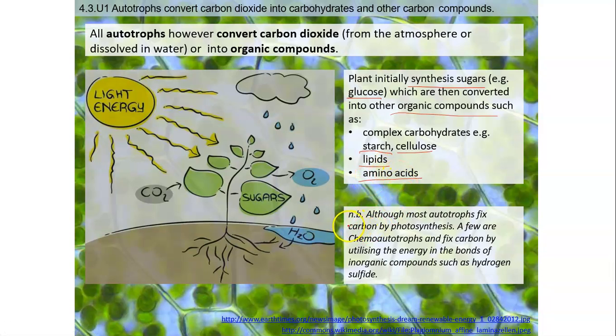Nota bene, the point that you need to know is that we have autotrophs which do photosynthesis, but also we have chemoautotrophs. This means that they are not using the energy of sunlight to do photosynthesis. So they do their carbon fixation by utilizing the energy in the bonds of inorganic compounds such as hydrogen sulfide.